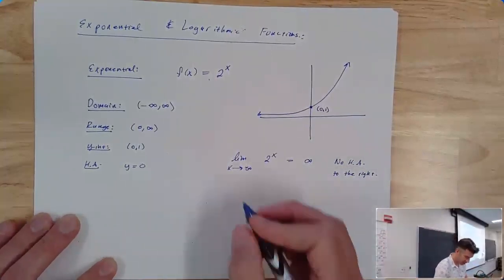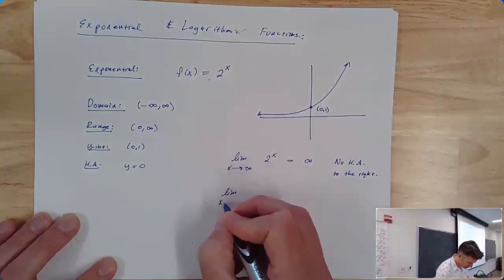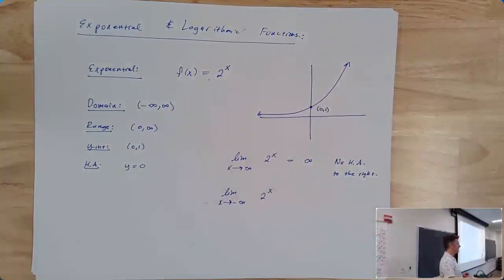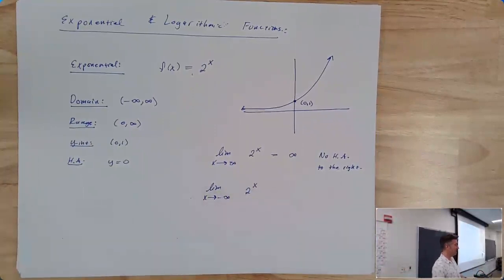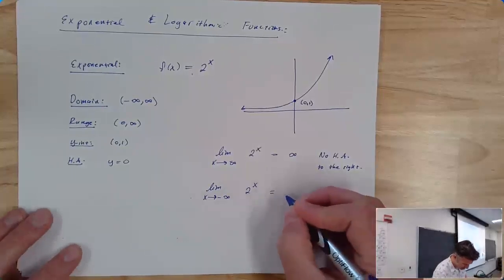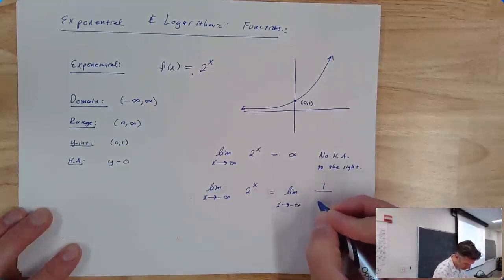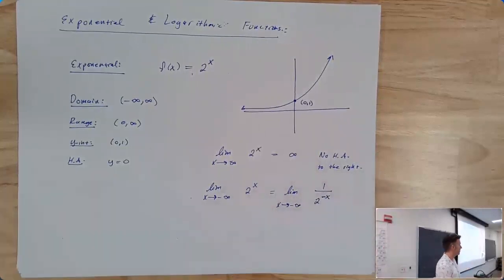On the other side, if we look at the limit as x goes to negative infinity of 2 to the x, then you're getting 2 to the negative infinity, and I am never a fan of negatively large powers. They just don't track well in my brain. So what I usually do when my exponent is a negative large number is reframe things. I'm going to rewrite this as the limit as x goes to negative infinity of 1 over 2 to the negative x.